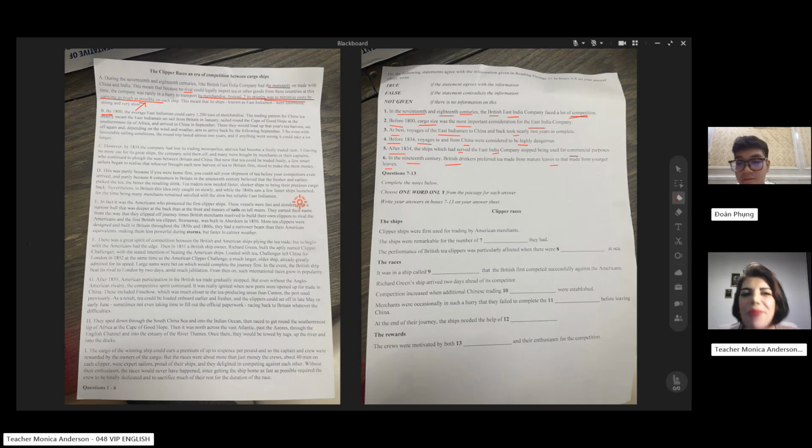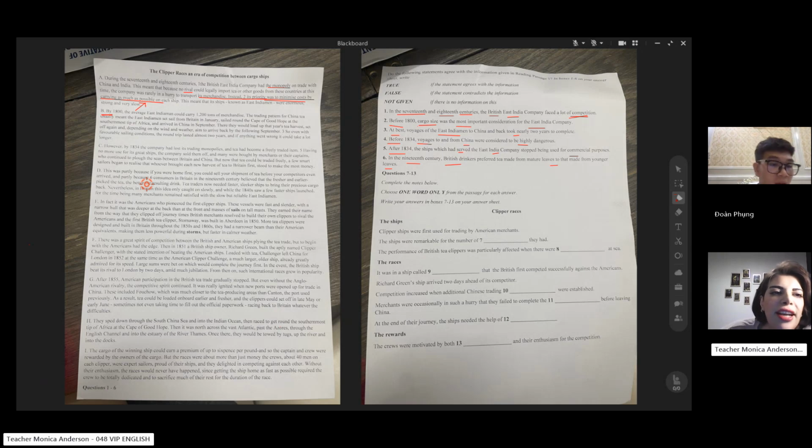Okay. Yes. Number three. At best, voyages of the East Indiamen to China and back took nearly two years to complete. Okay, so let's see the journey. How long? At best, the best situation, the journey of the East Indiaman to China and back took nearly two years to complete. Okay, it's true.